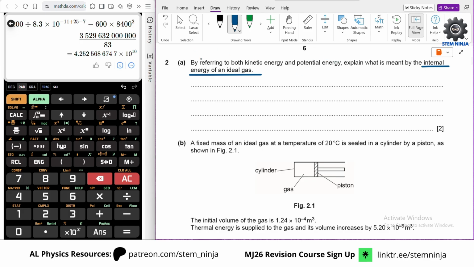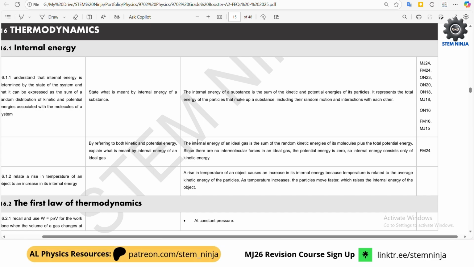And if you have any problem, we have this in the frequently examined questions also. So let's see this. The internal energy of an ideal gas is the sum of random kinetic energies of its molecules plus the total potential energy. Since there are no intermolecular forces in an ideal gas, potential energy is 0, so internal energy consists only of kinetic energy.